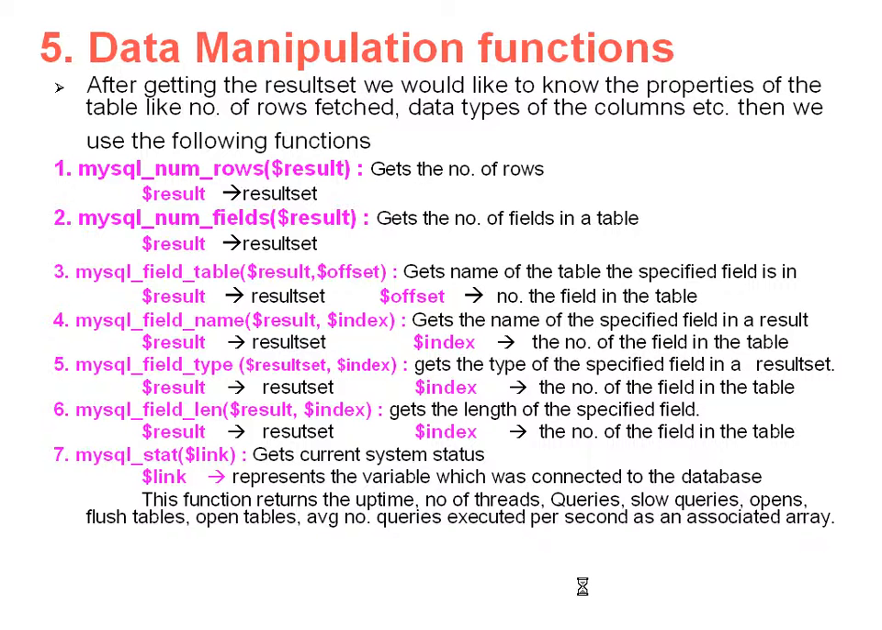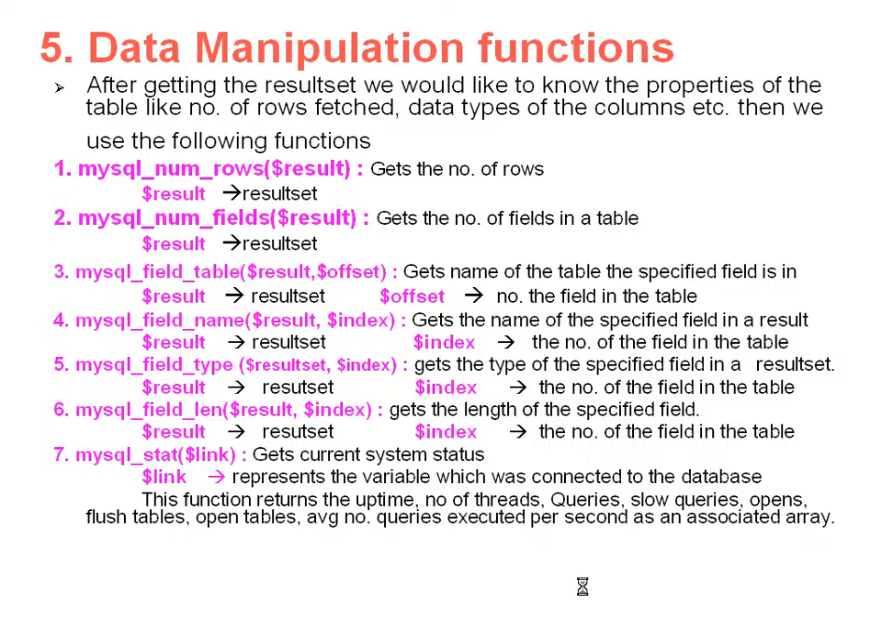Data manipulation functions. After getting the result set, we would like to know the properties of the table, like the number of rows, which data types the columns have, etc. Then we use the following functions: mysql_num_rows, which takes the result set as the argument, gets the number of rows. mysql_num_fields gets the number of fields in the table. mysql_field_table gets the name of the table the specified field is in.